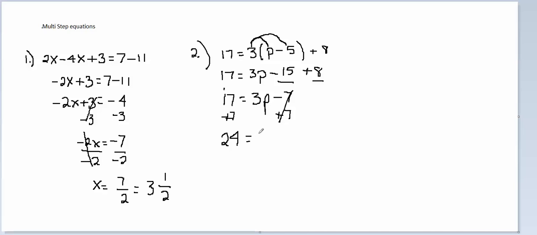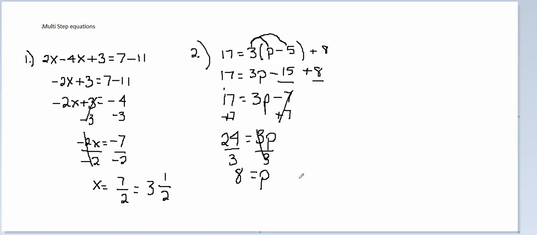And then we still have 3p on this side. To get rid of the 3, it's times, so I'm going to divide both sides by the 3, and they cancel here, which is great. So I have p equals 24 divided by 3, which happens to be 8. And I forgot to show you the check on the first one.